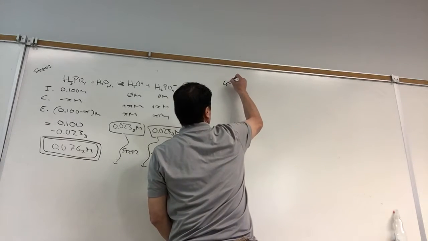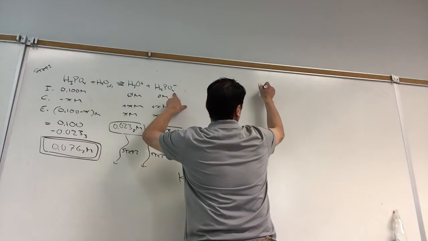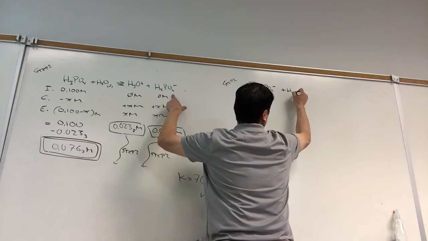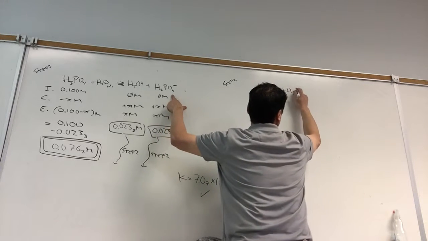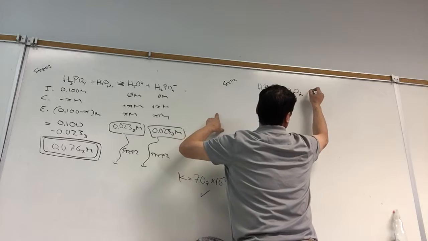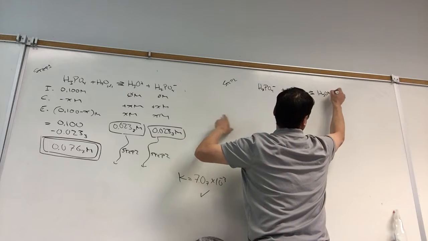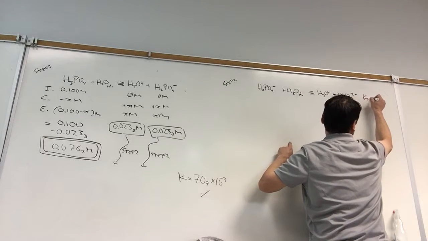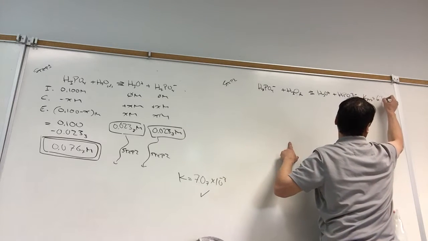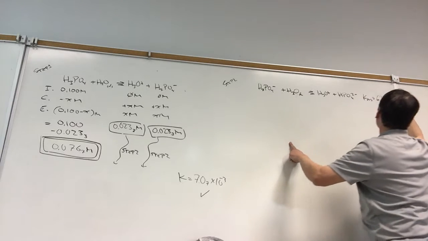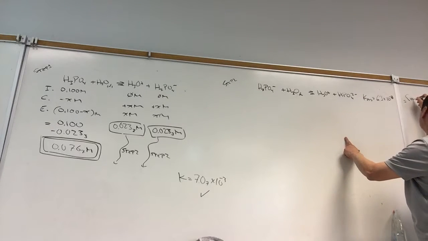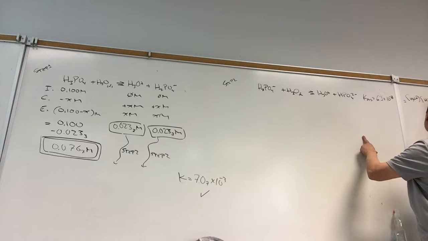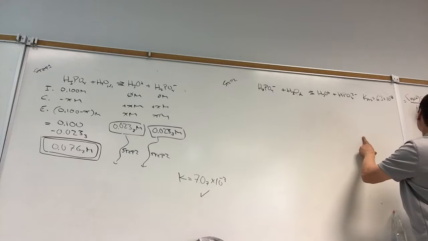So we go to step 2. Step 2 is the next biggest K. The next biggest K is the dihydrogen phosphate hydrolyzing water to form hydronium and monohydrogen phosphate. This is Ka2, which was 6.3 times 10 to the minus 8. This is the hydronium ion concentration times the monohydrogen phosphate over the dihydrogen phosphate.